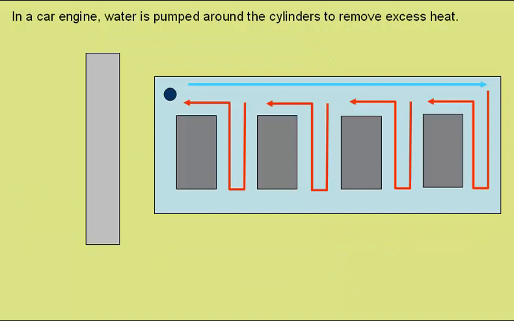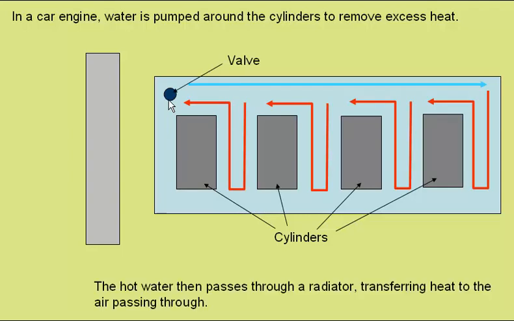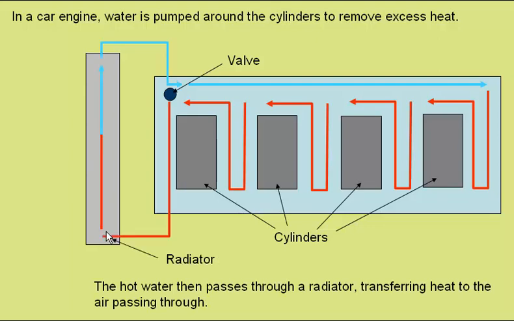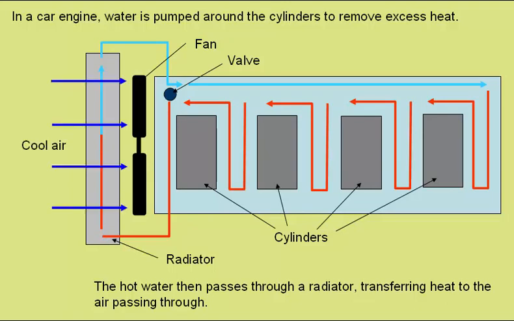In a car engine, water is pumped around the cylinders to remove the excess heat. When the engine reaches its operating temperature, this valve will open and the hot water then passes through this radiator like this, transferring heat to the air passing through. If necessary, a fan can be used to draw even more cool air through the radiator, removing the excess heat.